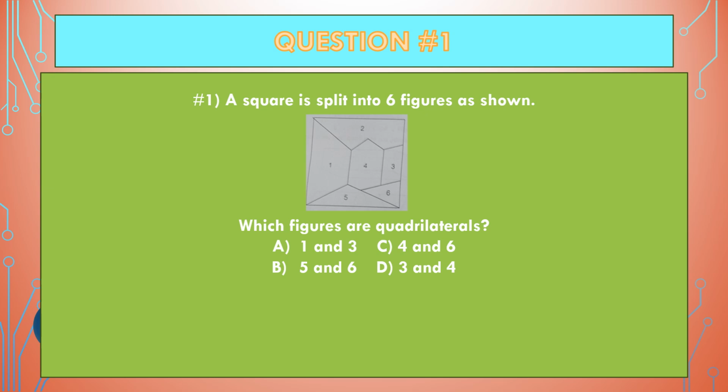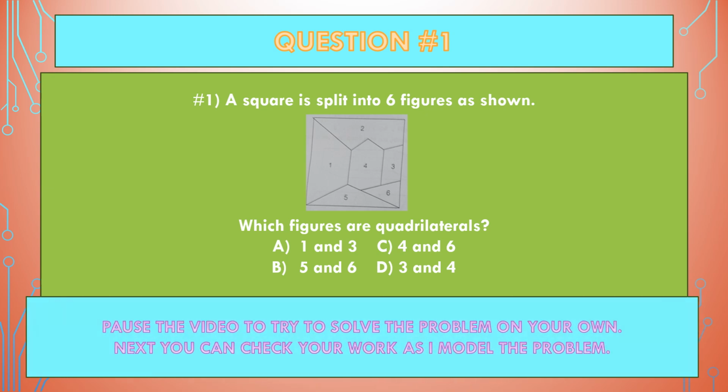Take a look at question number 1. A square is split into 6 figures as shown. Which figures are quadrilaterals? Now remember, quadrilaterals have exactly 4 sides. So is it A, figure 1 and 3, B, figure 5 and 6, C, figure 4 and 6, or D, figure 3 and 4? Go ahead and pause your video to try to solve the problem on your own. Next, you can check your work as I model the problem.